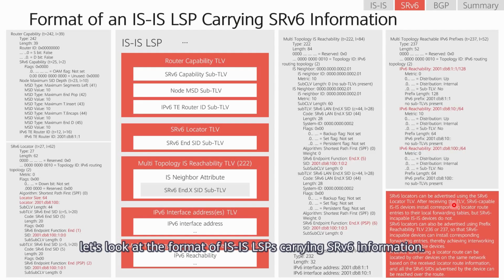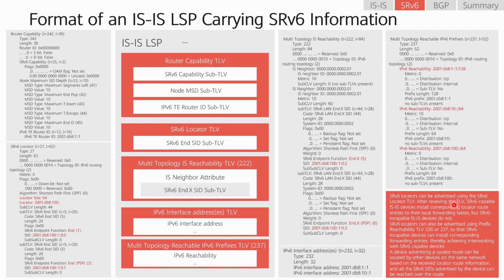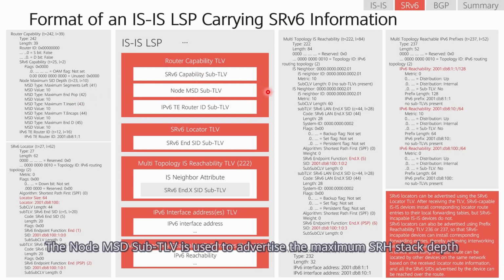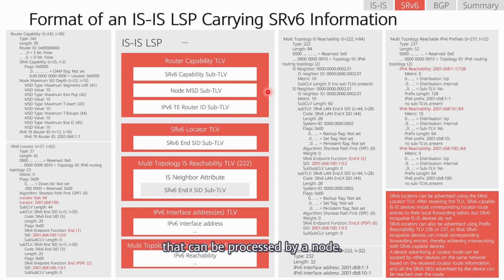Moving on, let's look at the format of ISIS LSPs carrying SRv6 information. These LSPs carry a lot of SRv6 related information in comparison with common ISIS LSPs. For example, they carry the router capability TLV, which contains the SRv6 capability sub-TLV, node MSD sub-TLV, and IPv6 TE router ID sub-TLV. The node MSD sub-TLV is used to advertise the maximum SRH stack depths that can be processed by a node.